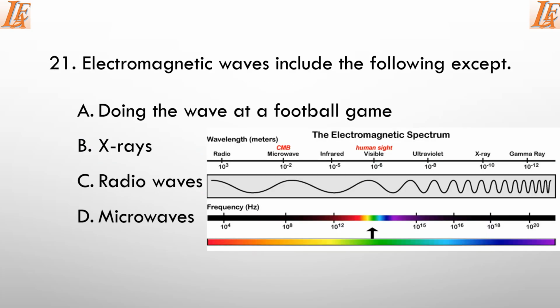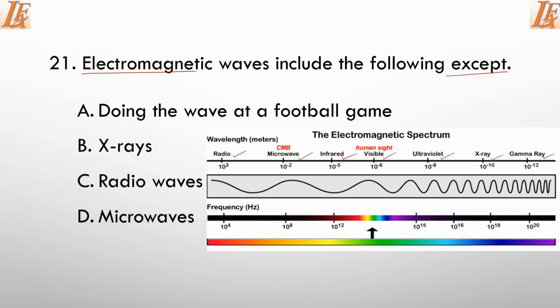21. Electromagnetic waves include the following except. In this case, we have been given 4 options. 3 are electromagnetic waves while 1 is not. But before we look at the options given, let's remember that electromagnetic waves are waves which do not require any material medium for transmission. Hence, they can transmit energy in a vacuum. A good example of them is radio waves. We have microwaves, infrared, visible light or human sight, then ultraviolet, X-rays and gamma rays.